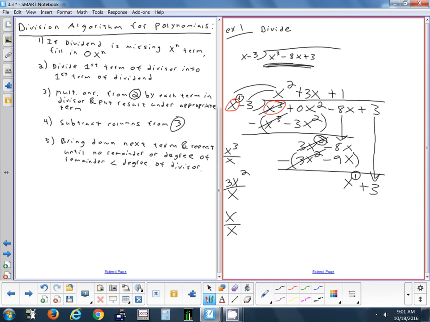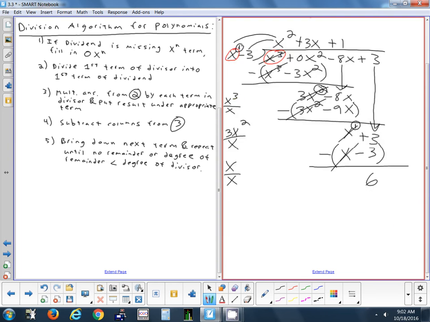So let's multiply it back out, see what we get for a remainder. So 1 times x gives me x. 1 times -3 gives me -3. Subtract. And what is my remainder here? 6. Yep, 6. Sometimes people look at it quickly and they say, oh, +3 -3, it's 0. But remember, it's minus -3. Okay, so my remainder is 6.